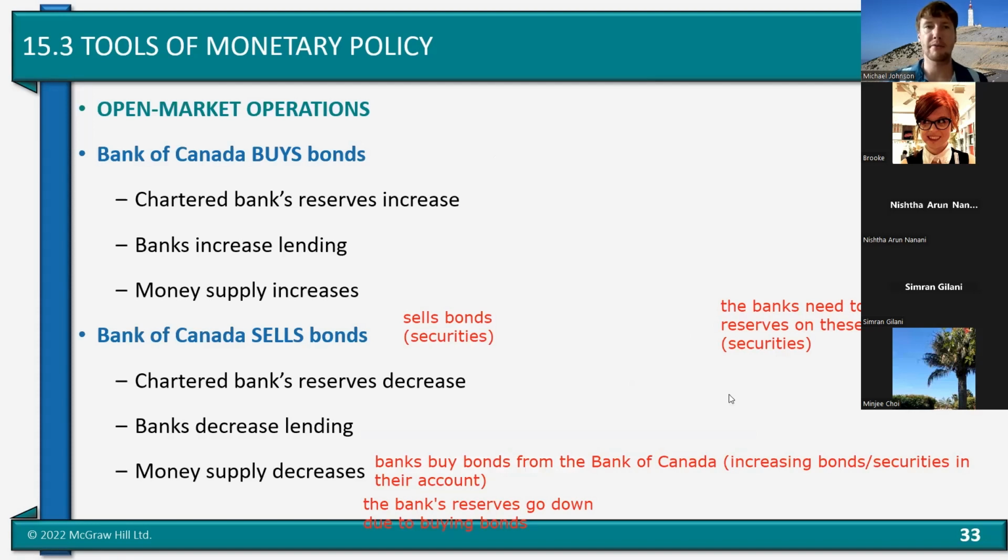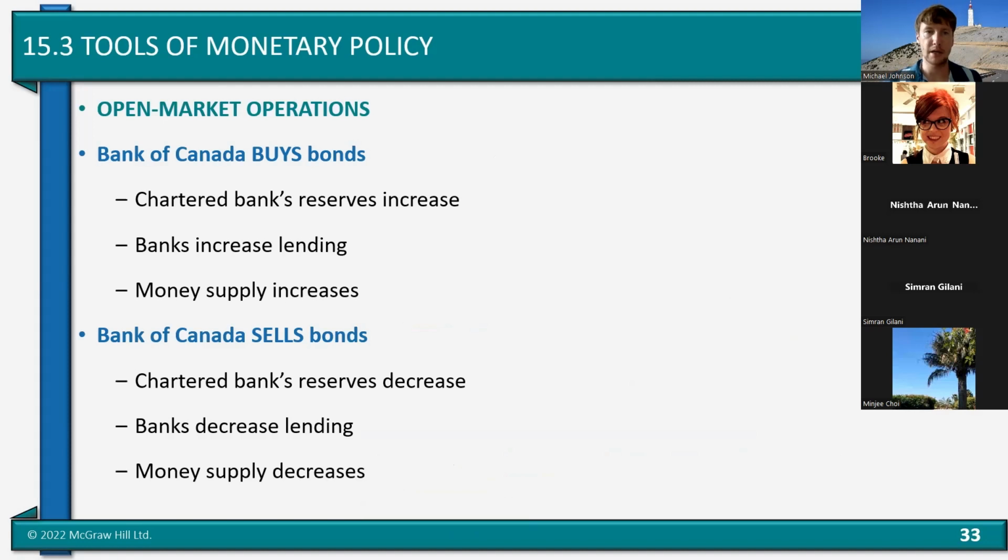So open market operations: Bank of Canada buys bonds, charter banks' reserves increase, banks increase lending, money supply increases. Bank of Canada sells bonds, charter banks' reserves decrease, banks decrease lending, money supply decreases.